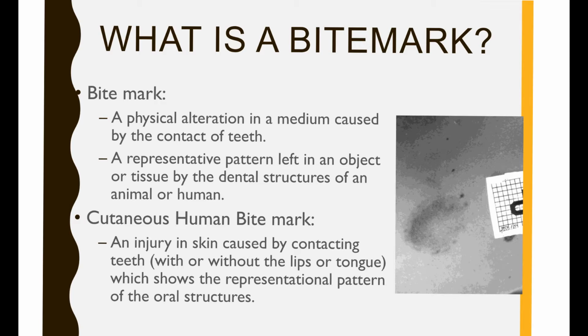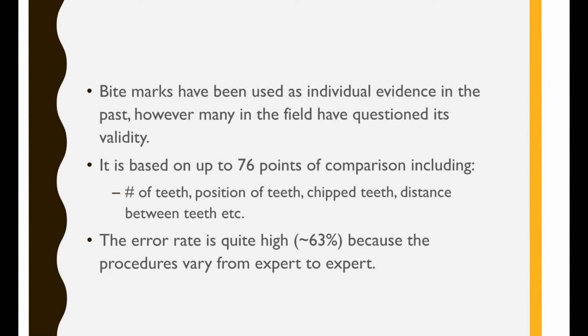We also have a category called cutaneous human bite marks, and that refers to an injury in the skin that is caused by coming in contact with someone's teeth. It can involve lips and tongue or no lips and tongue, and it just shows a representational pattern of the actual teeth in that person's mouth. So they literally tried to fit the person's entire flesh into their mouth and bit down with all of their teeth, or most of their teeth, hard enough to leave a mark left behind by each individual tooth. It's a little gross when you think about it, but hey.